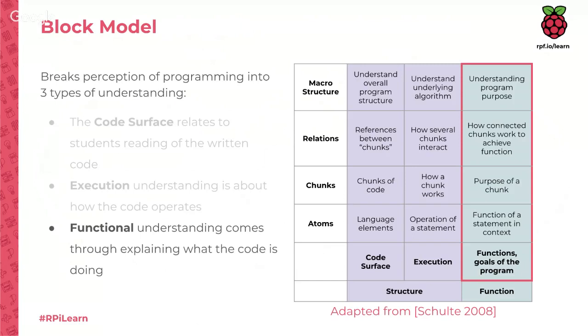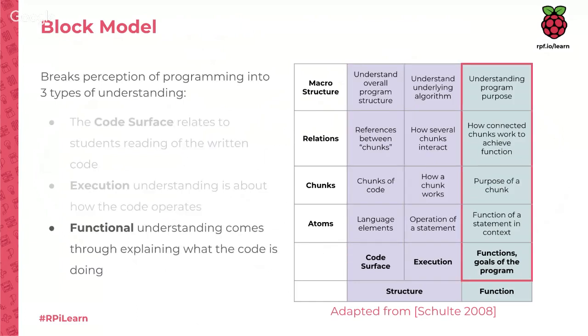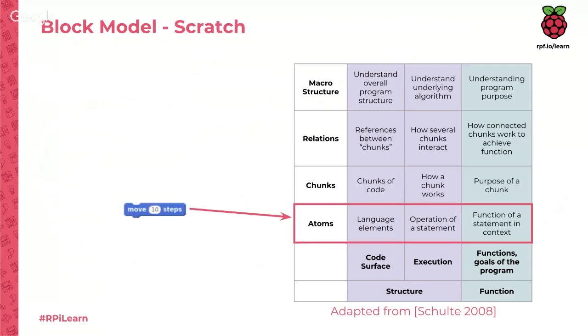And so actually what students struggle with, I think, when they move into text-based programming is they spend a lot of time at the surface level, having to interpret the code surface before they can start thinking about execution, let alone the overall function. And then the other dimension to this is we have the different elements within our code. So Schulte talks about atoms, and atoms are the smallest chunks, the smallest pieces of the language. And in Scratch, that's a block.